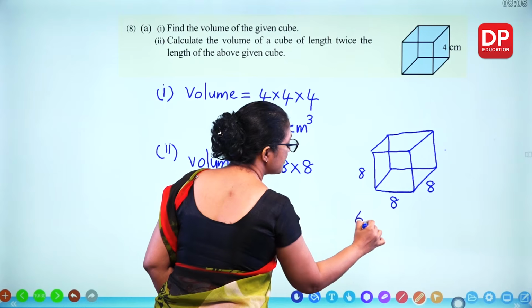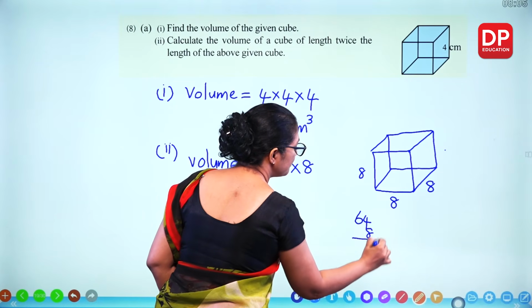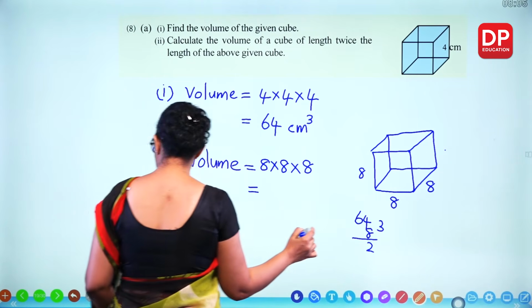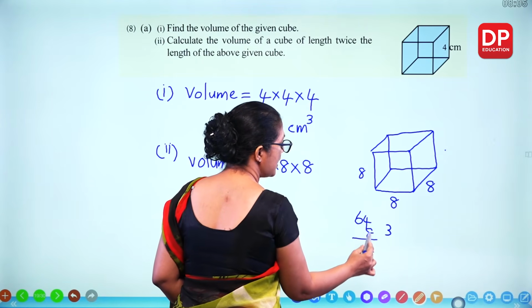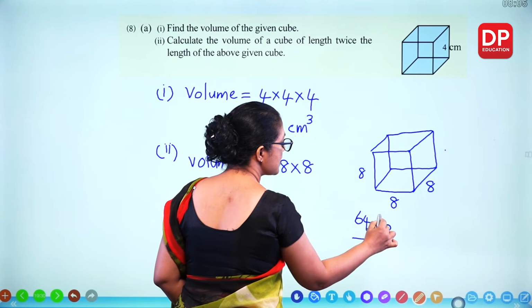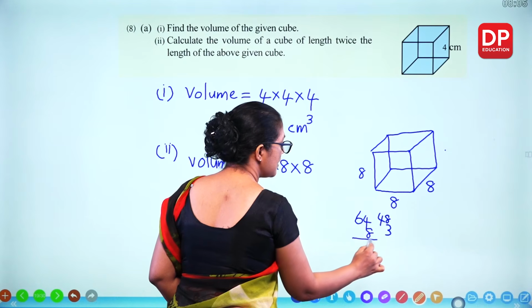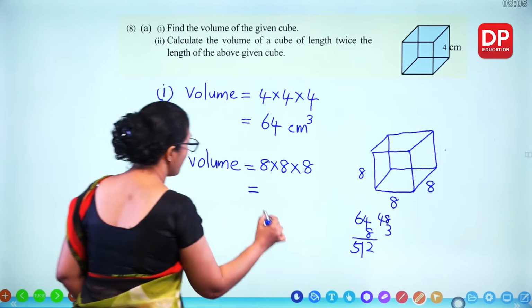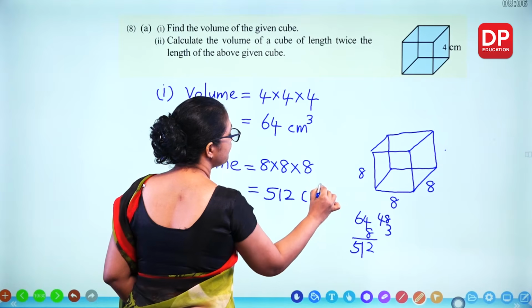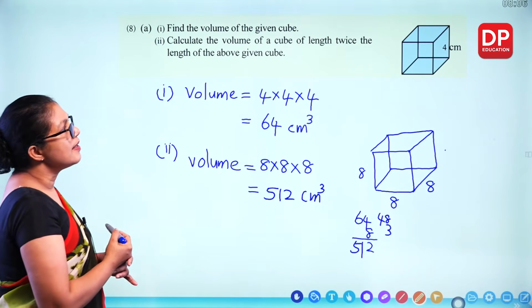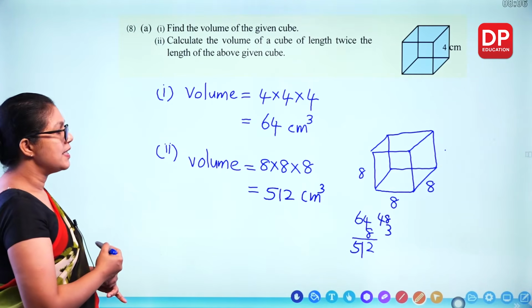64 times 8. 8 times 4, 32, 3 remaining. 8 times 6, 48, plus 3, 51. So 512 cubic centimeters, because the units are given in centimeters.